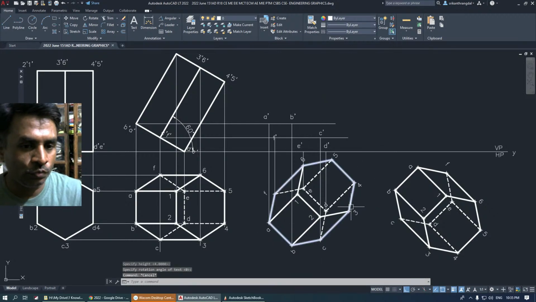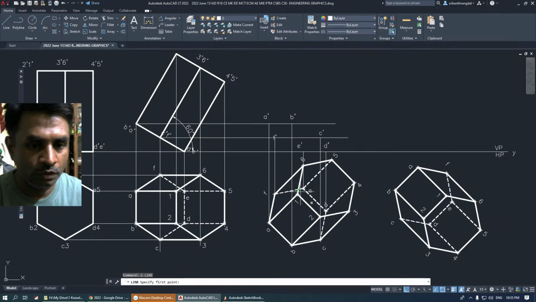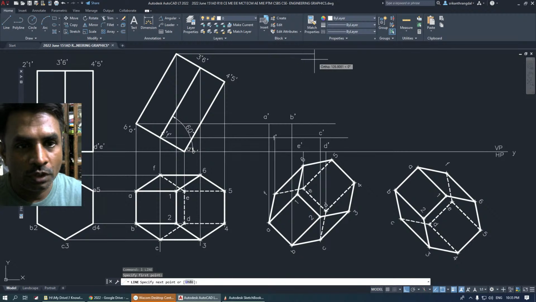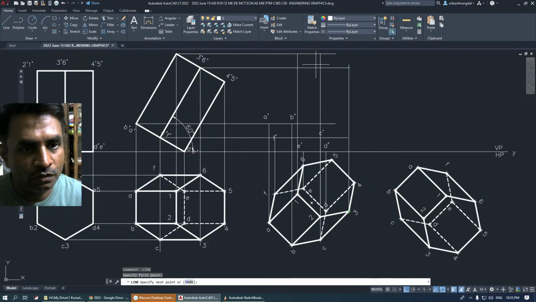We need to continue to find other points at the top. So we got to continue with 1 and 2. 1 and 2 is here. From 1 and from 2, the lines are going to intersect here. And we got to take 3 and 6. Let's go ahead and take 3 and 6. 3 is here. 6 is here.